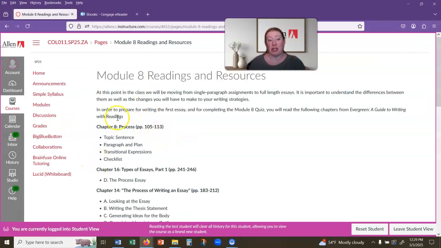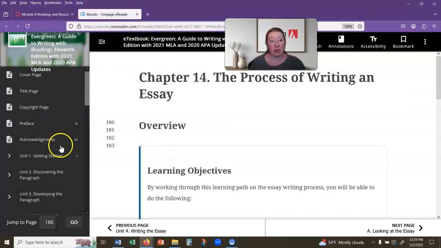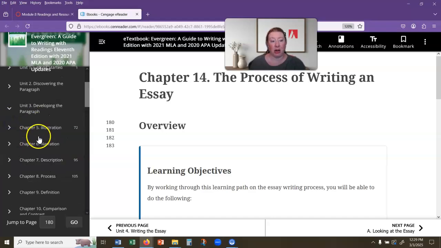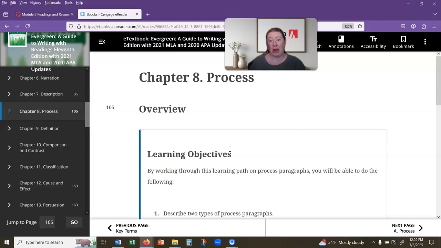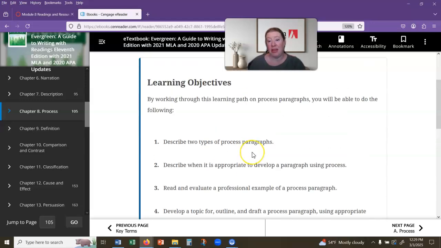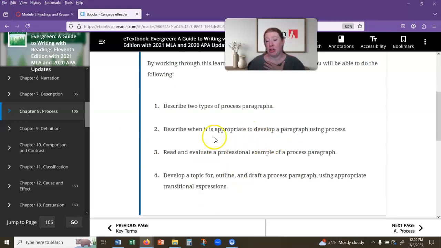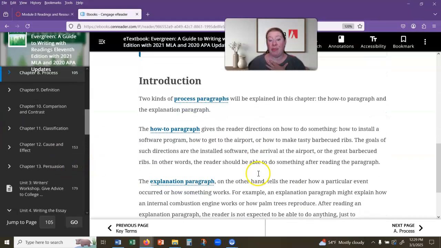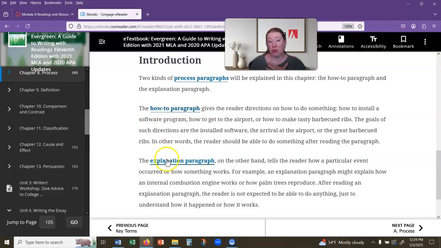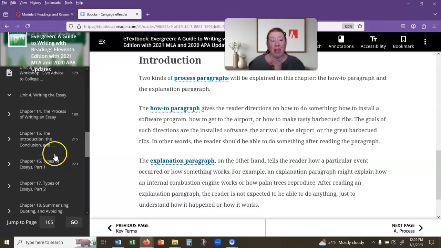The first is the chapter on process. Now the chapter on process, chapter 8, is in the paragraph section, and so it describes more of how to write a process paragraph than how to write a process essay, but the concept is still the same. And so there's some terminology that's important in this chapter. That's why I want you to look at it. In particular, the difference between a how-to and an explanation, because you guys are doing a process explanation.